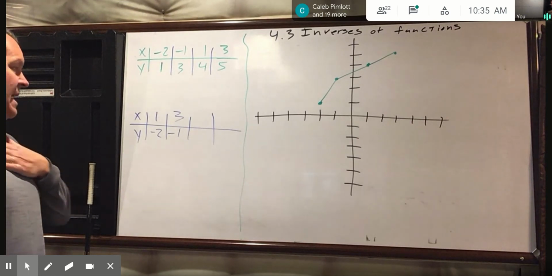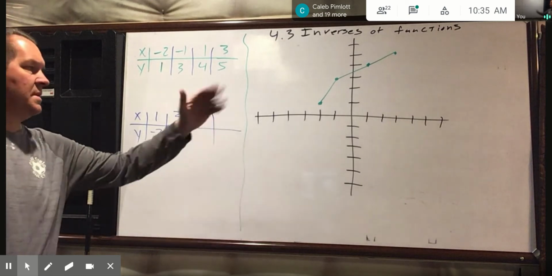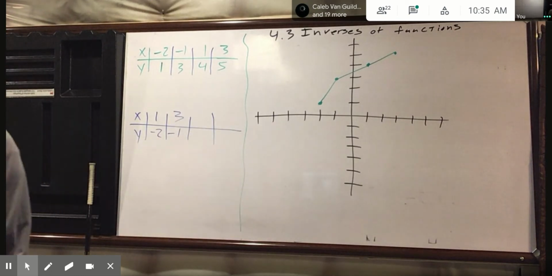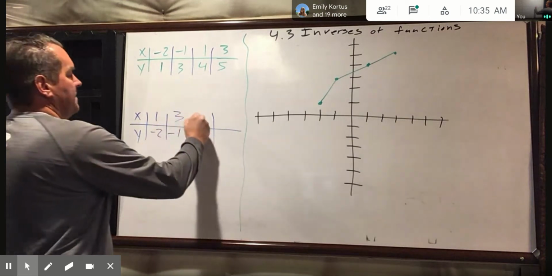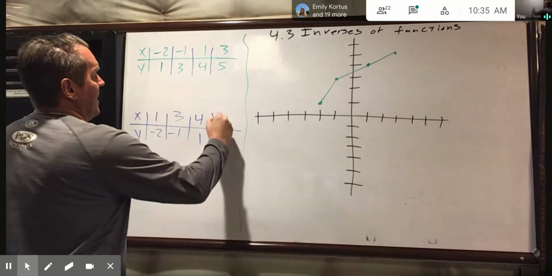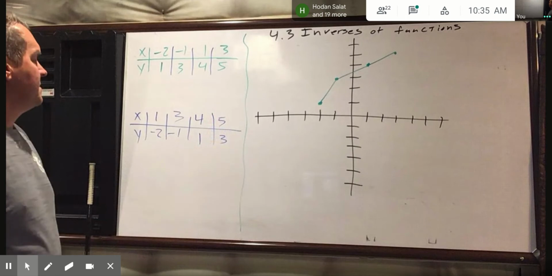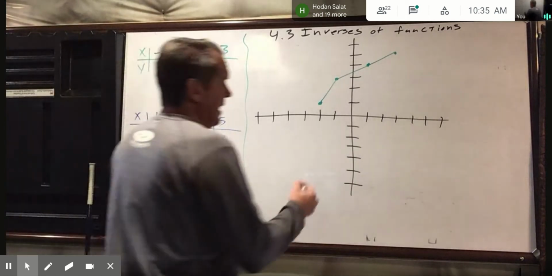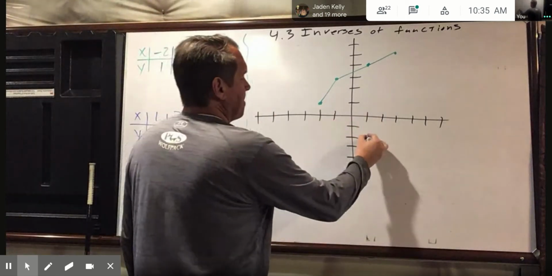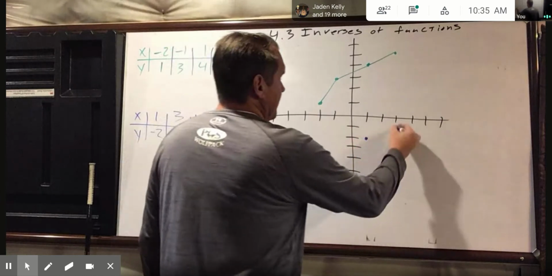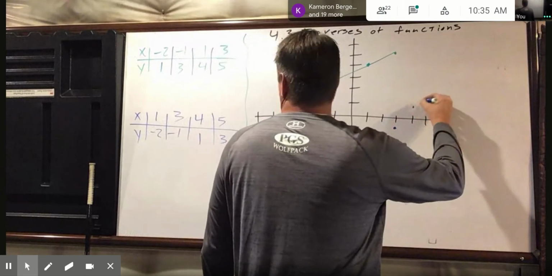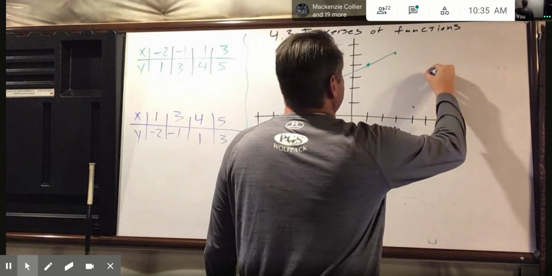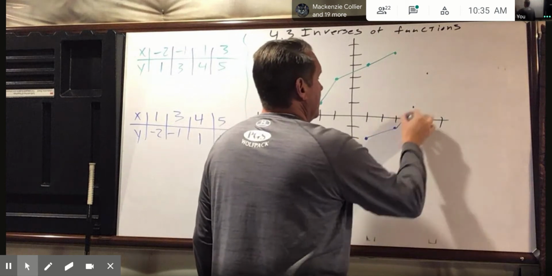All right, I might need more time to graph. 2 more terms and graph. All right, I'm going to get 4, 1 and 5, 3. 1, -2 right here. 3, -1. 4, 1. 5, 3. And I connect the dots in that order.